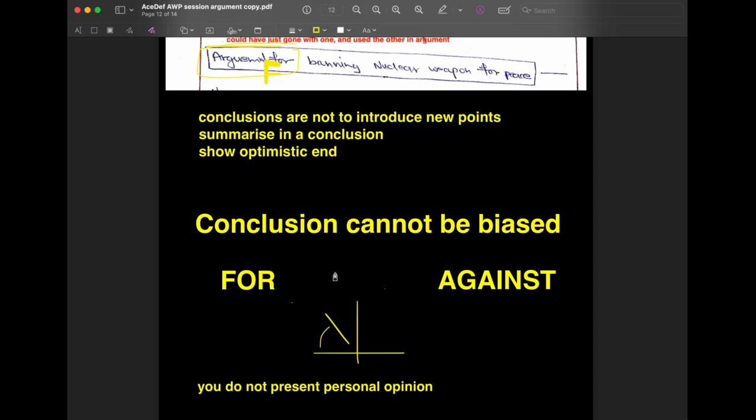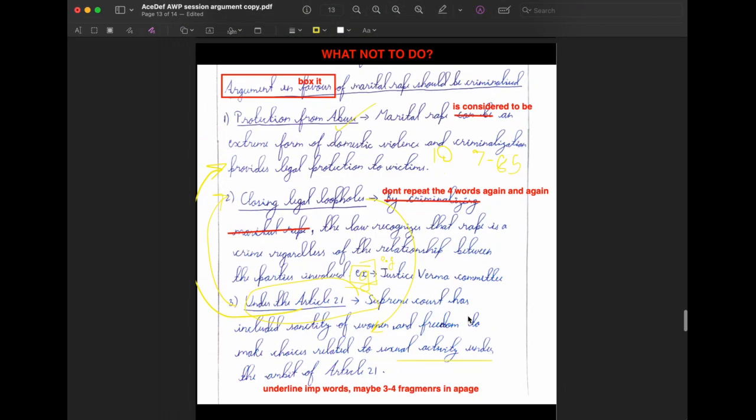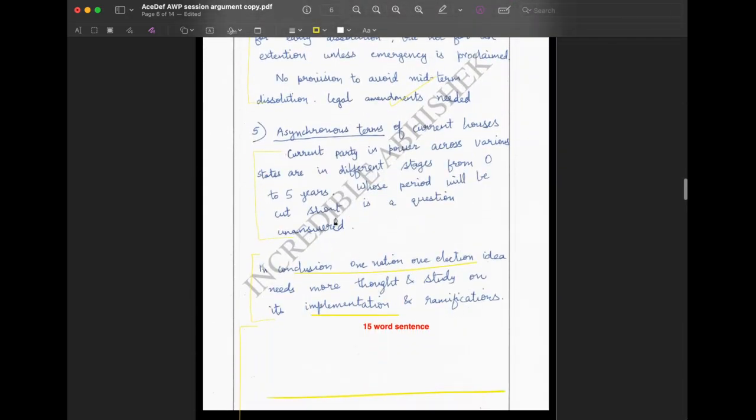And always try to write an equal number of points in the argument. And even if you are not able to recall maybe one or two points in against or for, just leave some space and you can write it later. Especially in against, you have the space because you have almost half a page empty. And always write the conclusion with ample space.